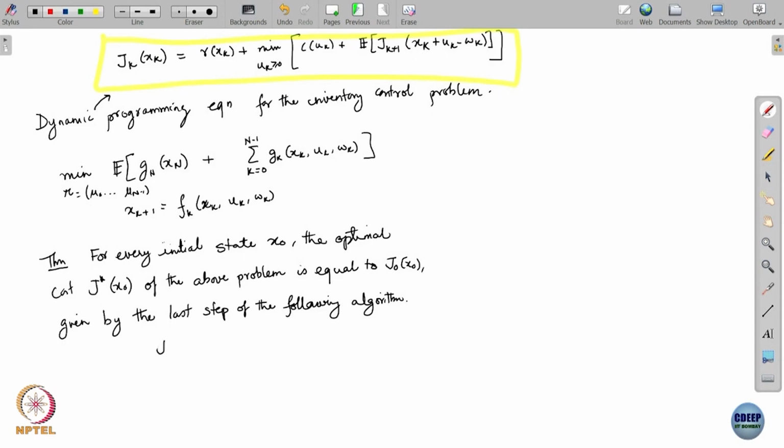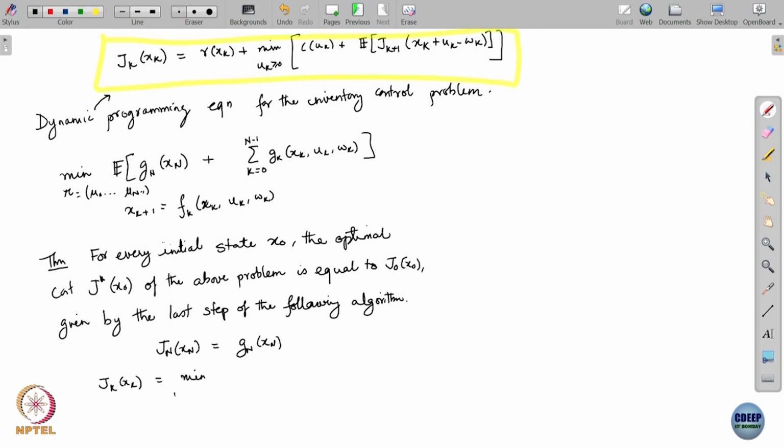Okay. So Jn of xn is simply Gn of xn. You just initialize the value function, for simplicity, as Jn of xn equals Gn of xn, and then write the value function at each step k before that as follows.